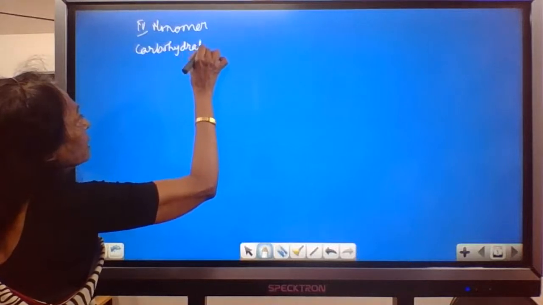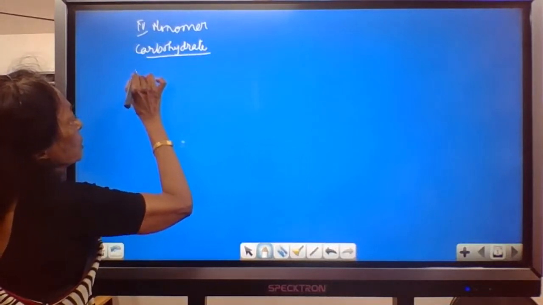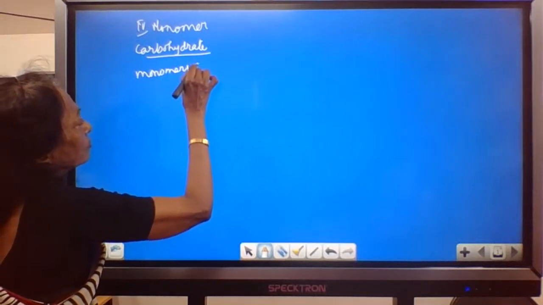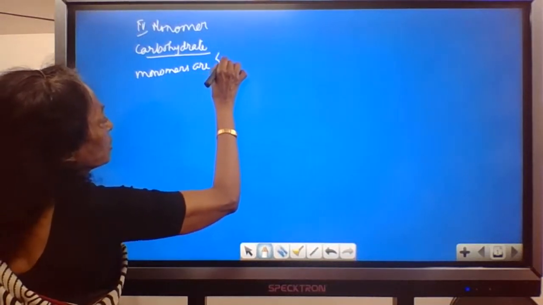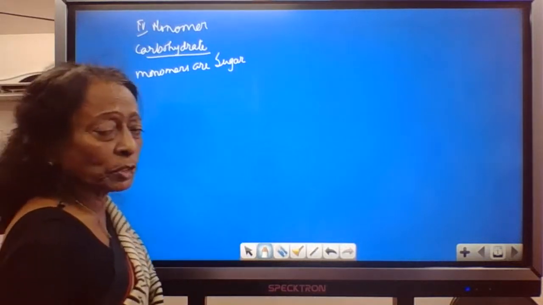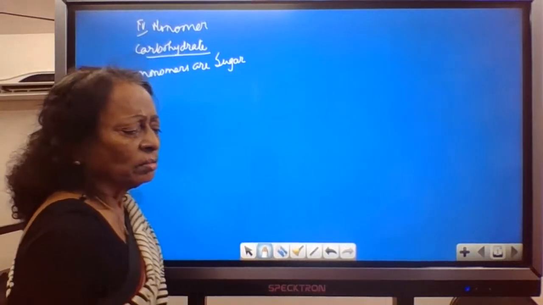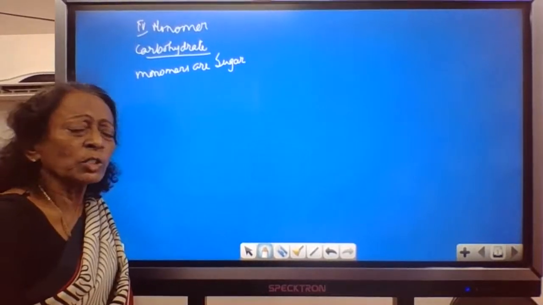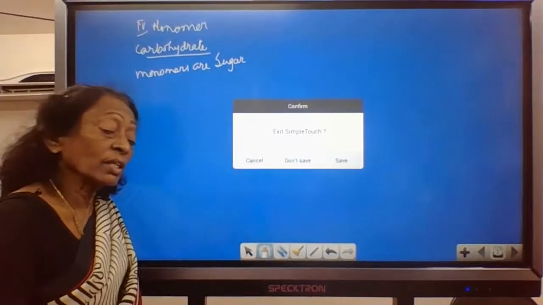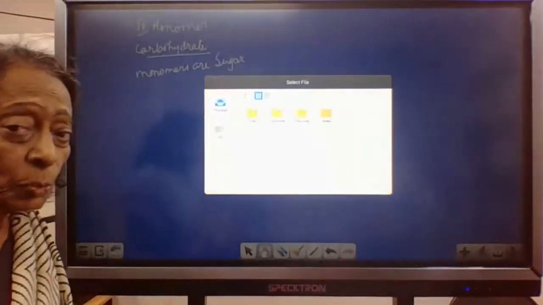Okay, carbohydrate is a polymer. The monomers are known as sugars. Monomers are sugars. Now the sugars are simple sugars and compound sugars, more than one sugar combined together. The compound form. So why do I say compound form? Because you can split it.